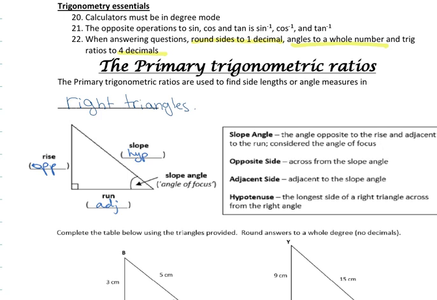Now remember that you need to be able to label your triangle properly in order to use these primary trig ratios properly. If you don't know how to label your triangle, your primary trig ratios are going to be incorrect. First I'm going to have to look at the angle of focus, and then label my hypotenuse, opposite, and adjacent properly. Hypotenuse is the one across from the 90, opposite is the one that's across from your angle of focus, and then the adjacent is the third side. Are we okay with that?